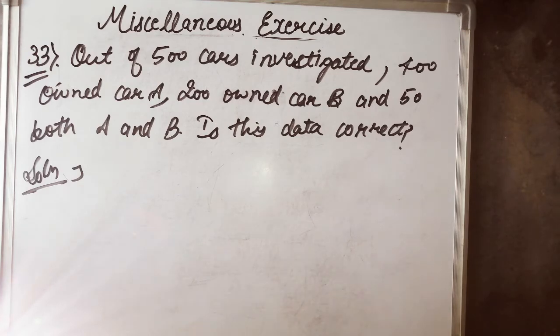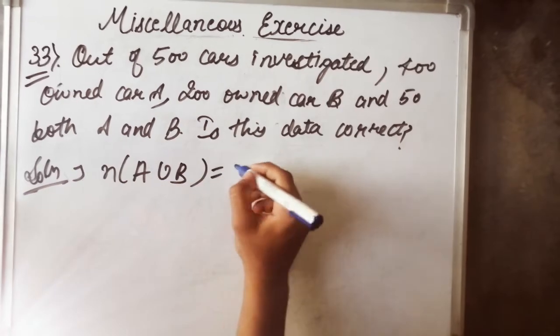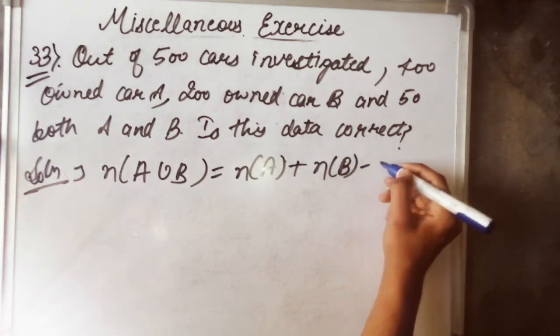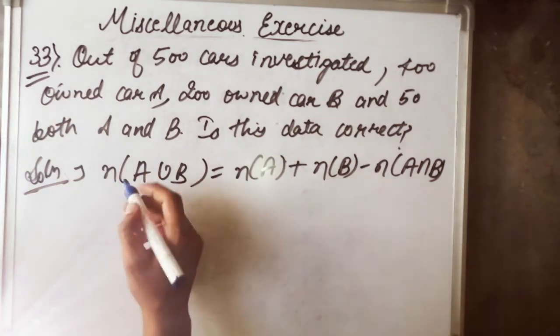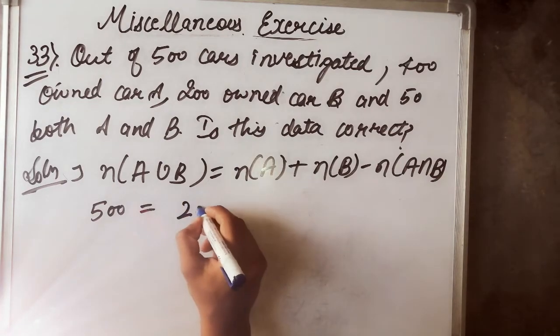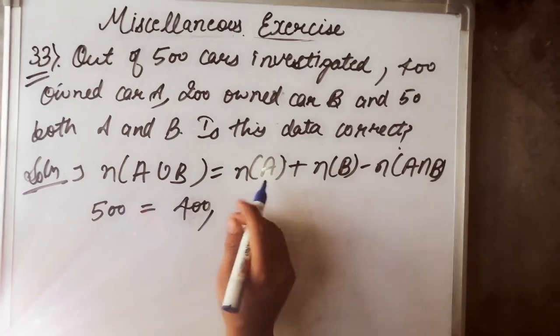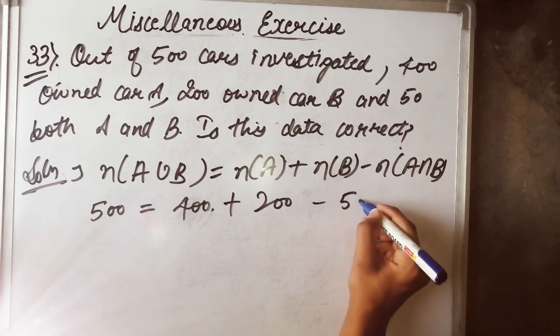Students, you can do this question simply by taking the formula of n of A union B. n of A union B equals n of A plus n of B minus n of A intersection B. Let's substitute the values. A union B equals 500, and A equals 400, plus 200 for car B, and minus 50.